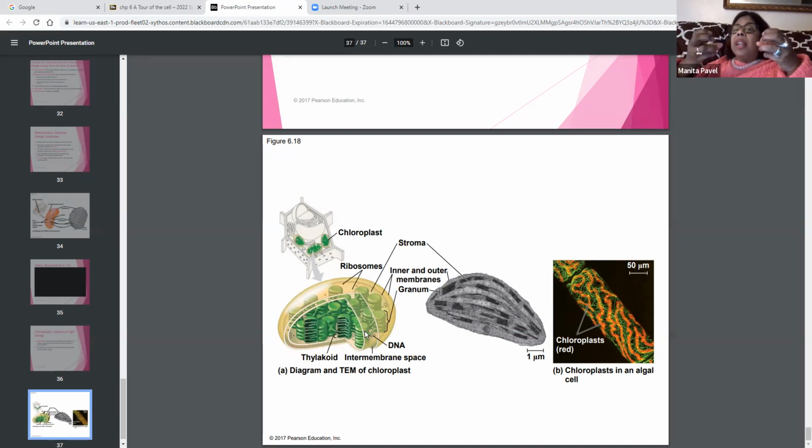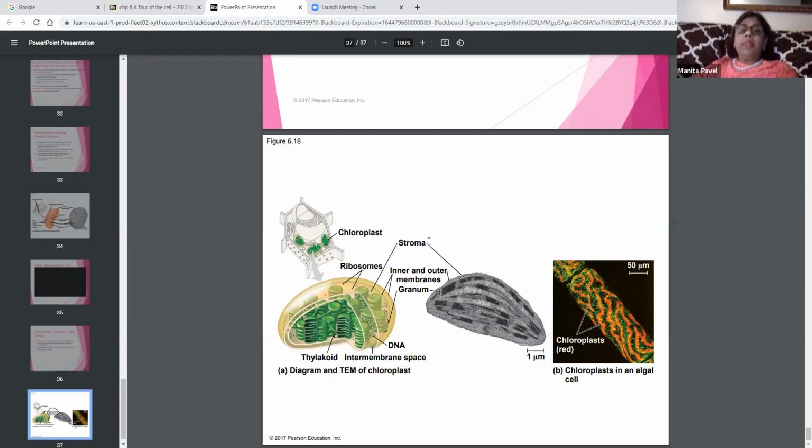But these thylakoids are connected to other thylakoids. So the grana are connected to each other through these structures, which are called lamellae. They haven't shown it to you in the diagram. Now, within the space in the chloroplast, you have this semi-fluid with granules, which is called stroma.